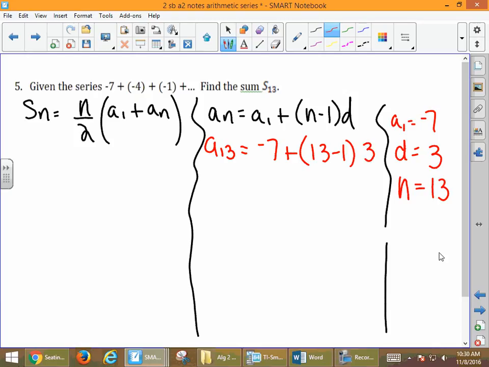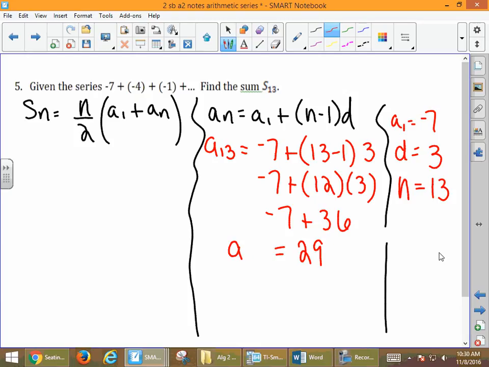You can type this into your calculator. I'm going to do the math because I think I can do it faster than I can type it in. 13 minus 1 is 12. 12 times 3 is 36. And so negative 7 plus 36 then is 29, which is our a sub 13. We need that value because, again, this is a sub n. So we're going to take that value of 29.